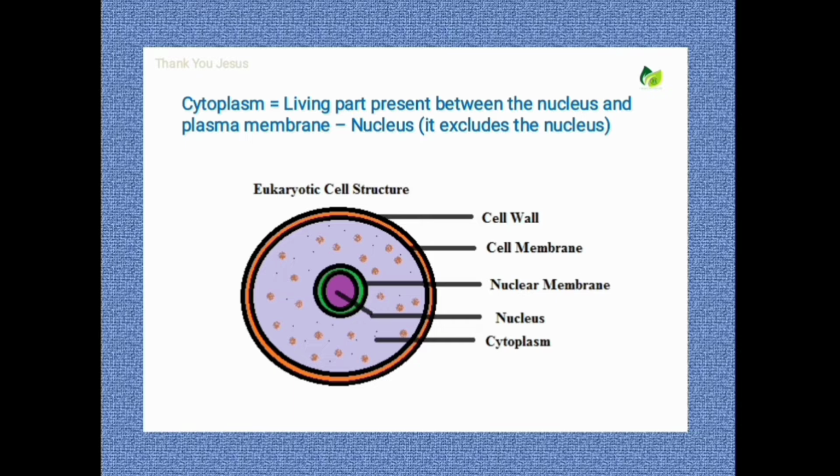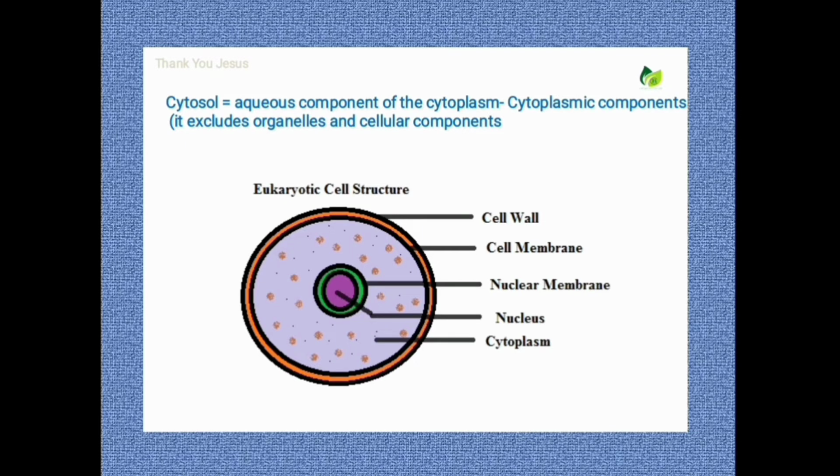Now coming to another term, that is cytosol. Cytosol is the aqueous component of the cytoplasm. In cytosol, various cell organelles and cell particles are suspended. That means it excludes the cytoplasmic components such as organelles. Here you can see cytosol is equal to aqueous component of the cytoplasm minus cytoplasmic components. That means it excludes our cellular components. Cytosol is also called as hyaloplasm or cytoplasmic matrix.